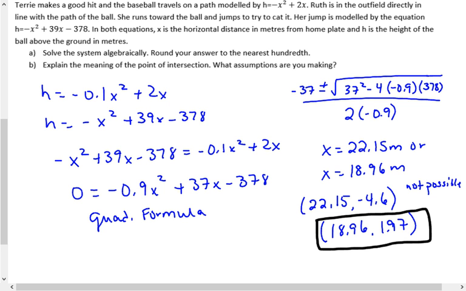So that's 8.2. You're either going to use elimination or substitution. Factoring is important in this one, so you need to know how to factor standard quadratics. You need to know how to factor using decomposition, and you need to know how to use the quadratic formula.